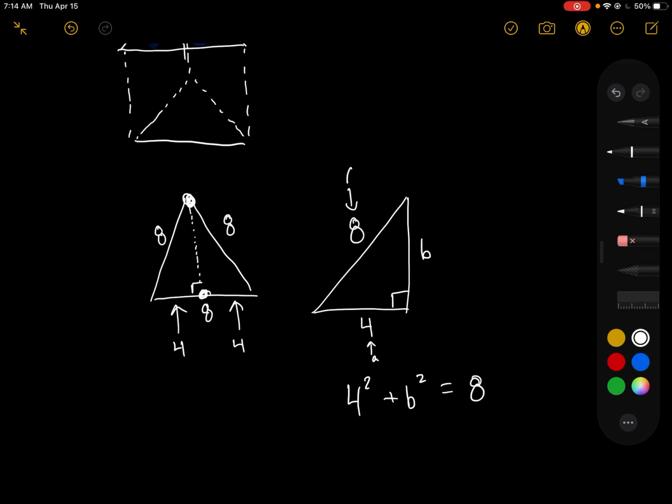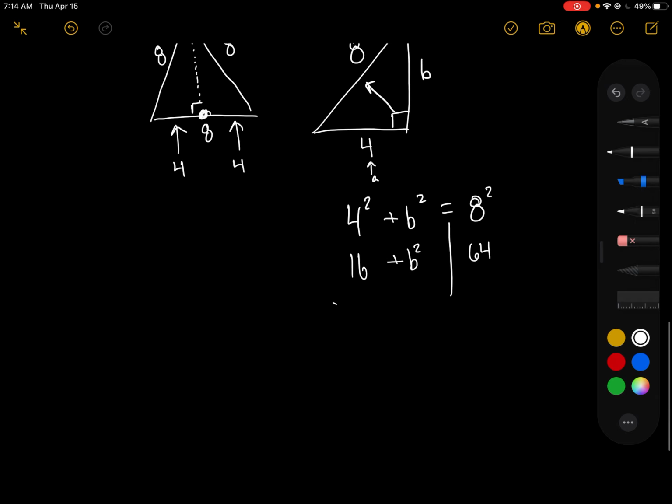Now, the reason why this is tricky is because we're about to use the Pythagorean Theorem. 4 squared plus b squared equals 8 squared. A, B, and then C. Remember, C has to be across from the 90-degree angle. So what makes this challenging is this is an application of an old skill onto a new concept. So we have to remember the Pythagorean theorem to be able to do this.